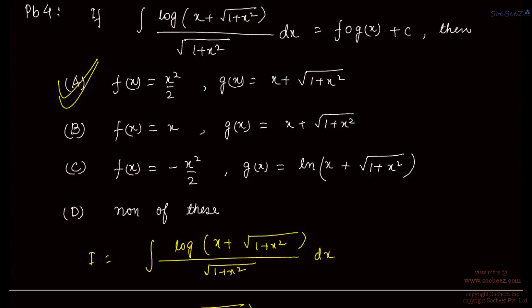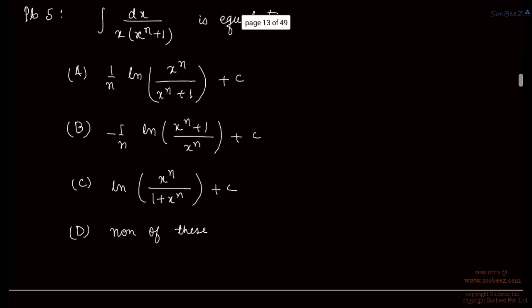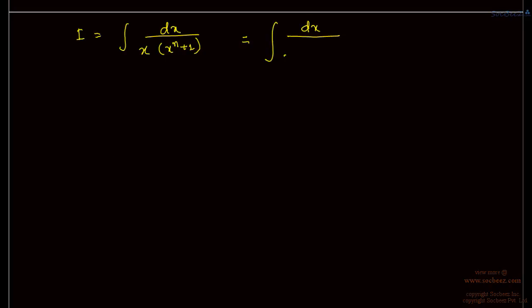Okay. Now moving to the next question. Integration dx upon x into x to the power n plus 1 is equal to, okay, we have integration dx upon x into x to the power n plus 1, right? If we take x to the power n as common, so here it will be x to the power n into x to the power n plus 1 upon x to the power n. Okay.